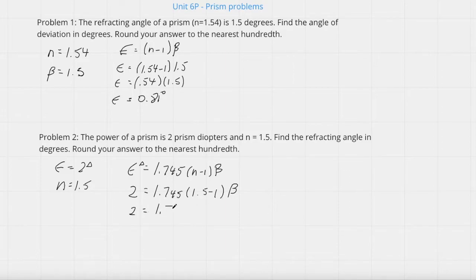So we'll take care of what's inside the parentheses. Make it equal to 0.5. So we have 2 equals 0.8725 times beta. We get beta by itself by dividing both sides by 0.8725. And we find that beta equals 2.29 degrees.